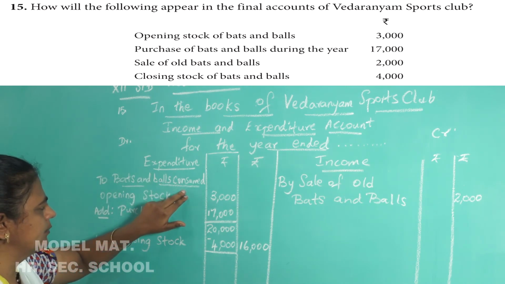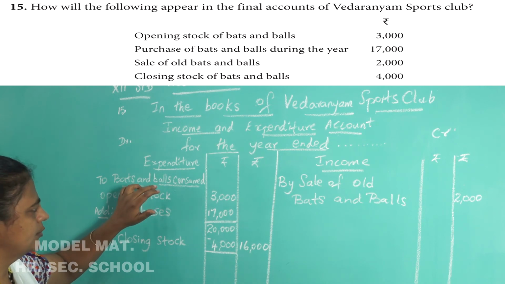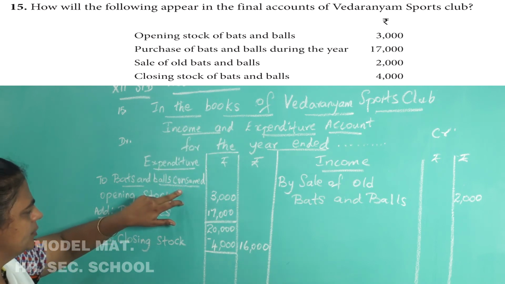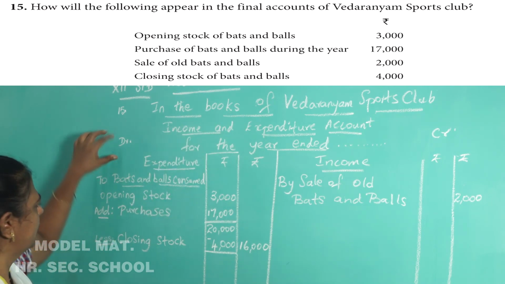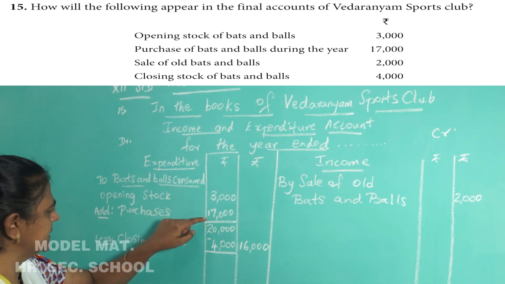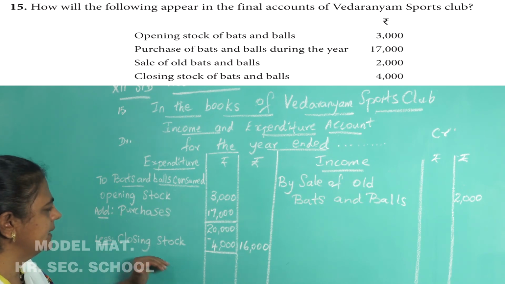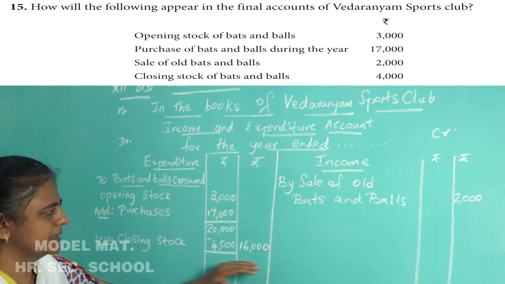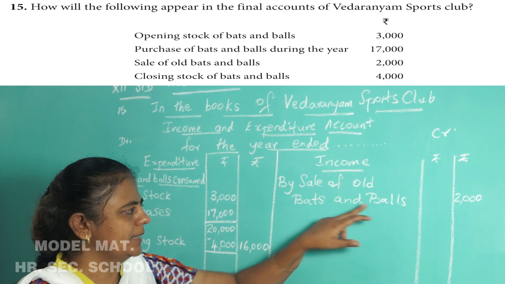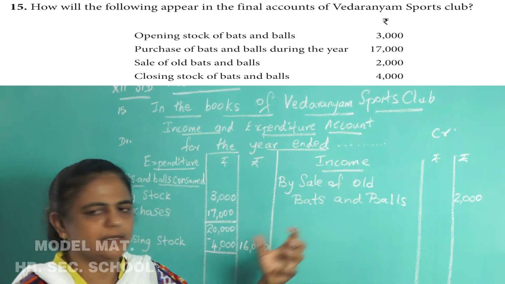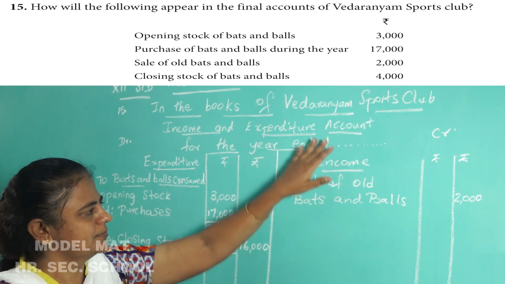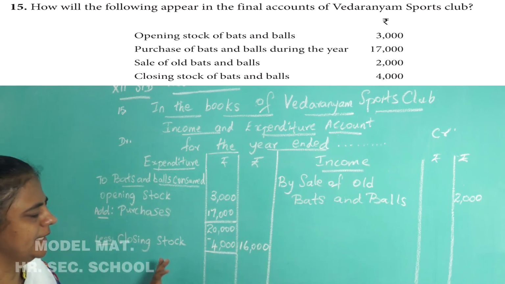What you have to do? Bats and balls consumed. What are the bats and balls? Sports materials. They are revenue items and they are consumable items. So, what is consumed should be put on the debit side. Start with the opening stock of bats and balls. With that, add purchases. Closing stock is the unconsumed materials, that should be deducted, and the remaining 16,000 put it in the outer column. Then, what is this? Sale of old bats and balls. When you are selling these sports materials, you are getting a revenue or an income, that should be credited to the income side of income and expenditure account. Hope you understood, children.